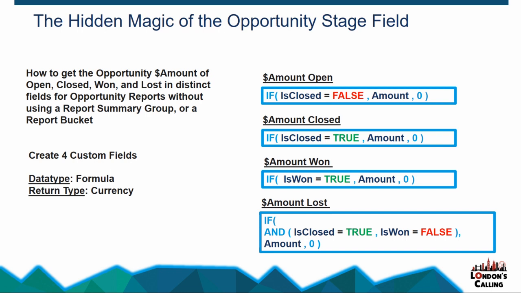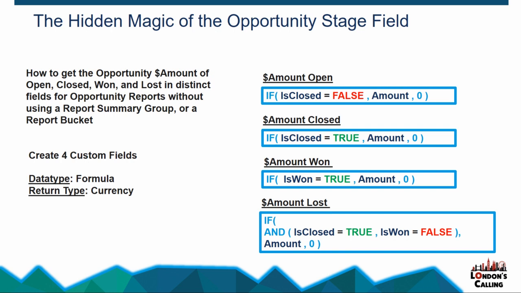And to get the count of money that's open, I just evaluate the is closed checkbox field, and if it's false, I return the amount of that opportunity. Otherwise, I return 0. To get the dollar amount closed, I evaluate the closed checkbox, but this time I check to see if it's true, and if it is, I return the opportunity amount. Otherwise, I return 0. To get the amount won, I evaluate as 1.